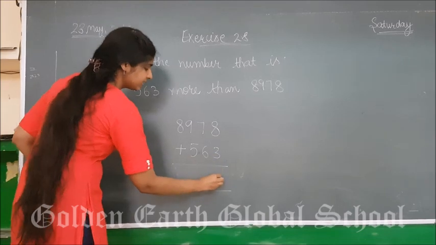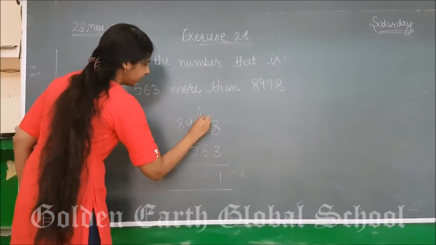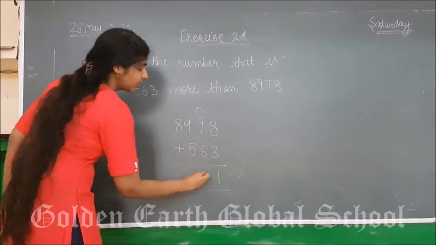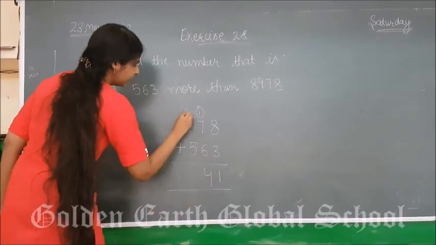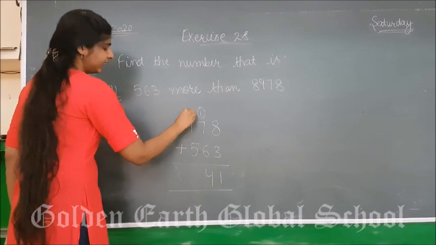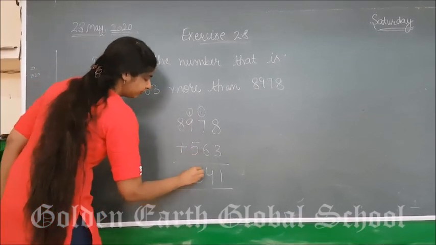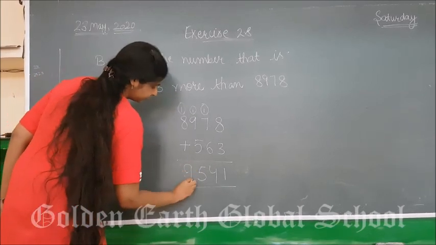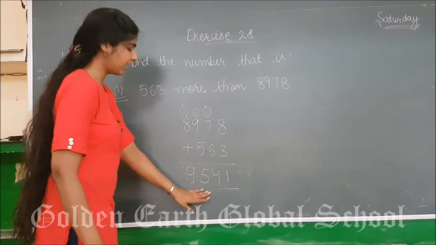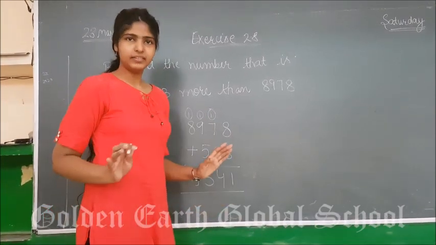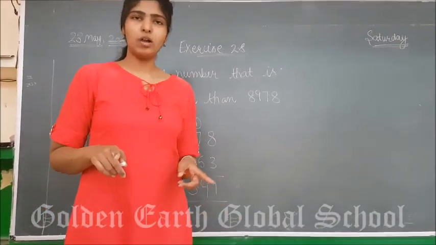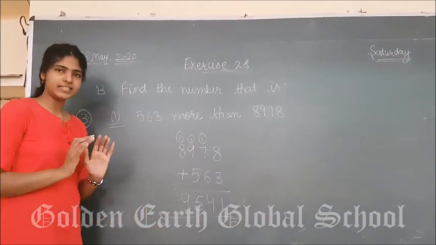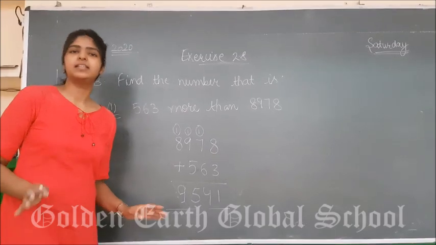8 plus 3 is 11, 1 number carry, 7 plus 1 is 8, 8 plus 6 is 14, 1 carry, 9 plus 1 is 10, 10 plus 5 is 15, 1 carry, 8 plus 1 is 9. So our answer is 9541. Clear? The rest parts you have to solve by yourself. Simply just add both the numbers and that will be your answer.